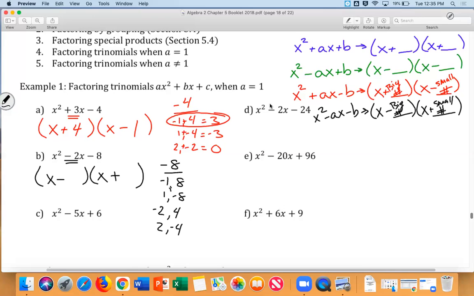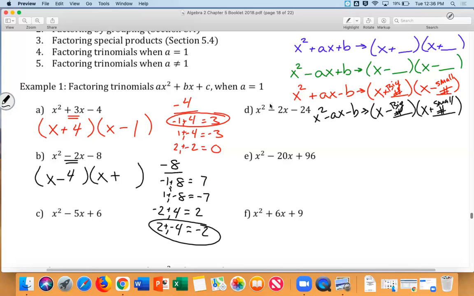Oh, this should have been positive. So it should be x minus and x plus. So now let's look at this. Which one of these adds up to -2? Well, 2 plus -4 is -2. -2 plus 4 is 2. 1 plus -8 is -7. And -1 plus 8 is 7. So let's see. It's -2. It's this guy right here. The negative number is bigger.